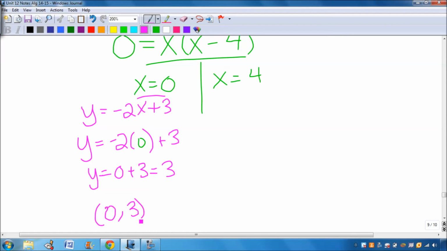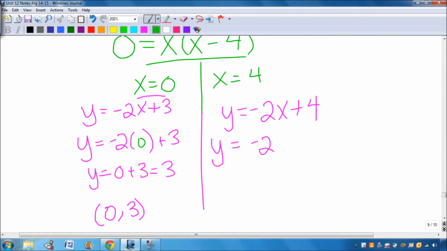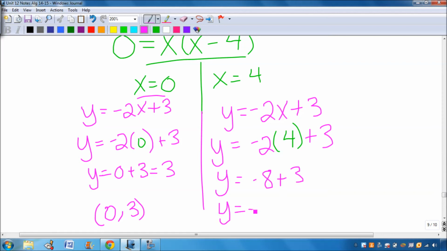So that's my first coordinate. Now to figure out the second coordinate, instead of plugging in 0 for x, I'm going to plug in 4 for x. So I'm going to say y equals negative 2 times 4, and then plus, oops, sorry, this should be a 3 right here. Plus 3, so we get y equals negative 8 plus 3. So I end up getting y equals negative 5. So the second place where it intersects is at (4, negative 5).